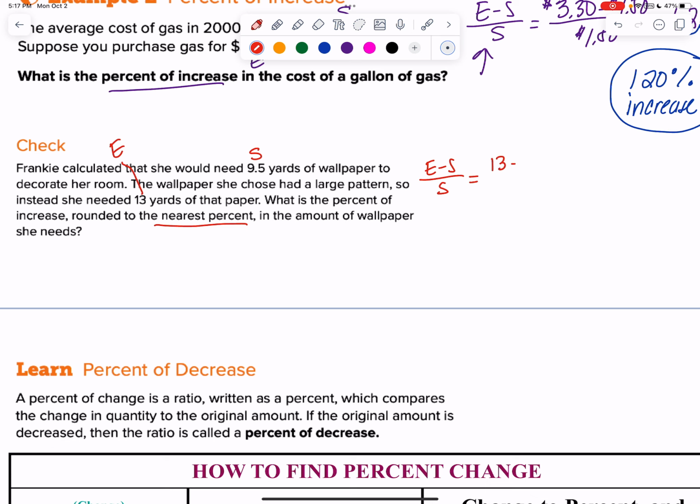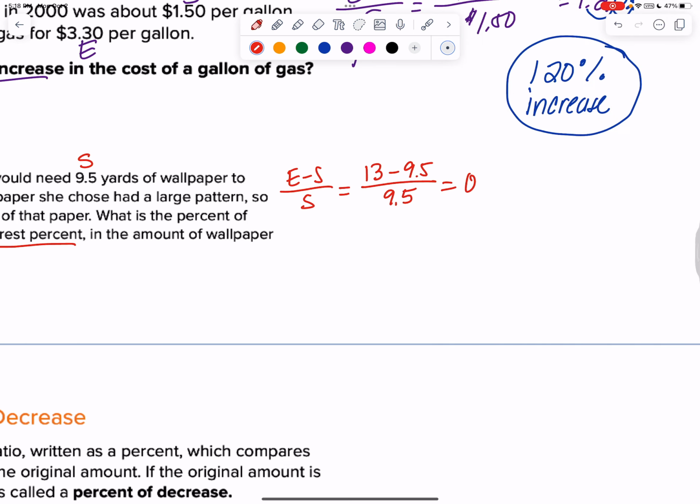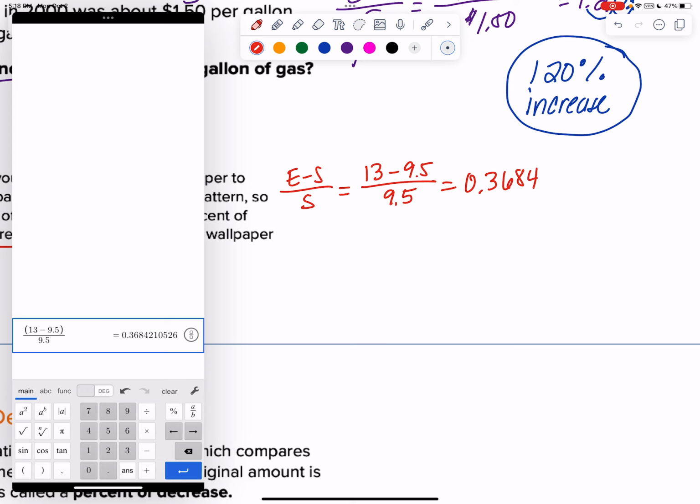So we have 13 minus 9.5 over 9.5. Okay, so we can go ahead and plug that in now. I'm going to do my parentheses, 13 minus 9.5 in parentheses divided by 9.5. And we get this decimal, 0.3684, with a bunch of other stuff. Now that's our decimal.